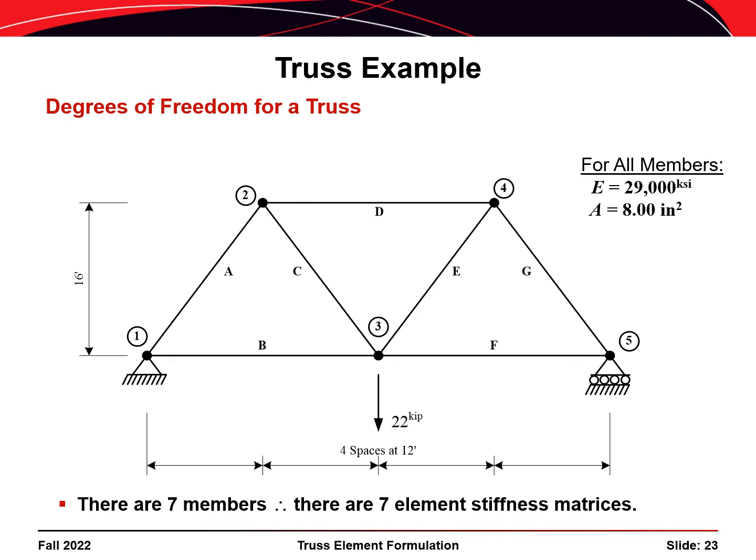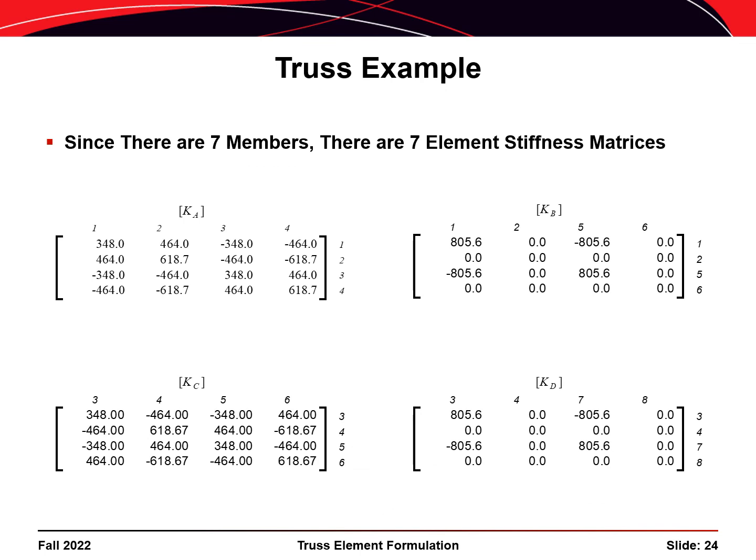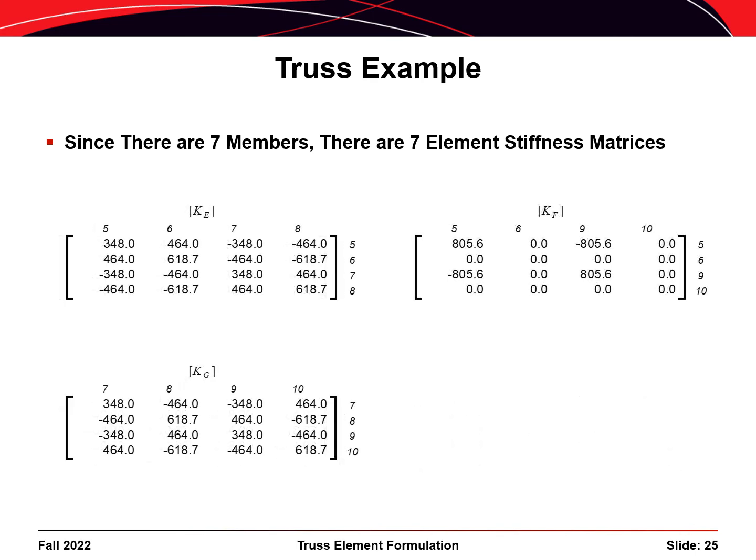So for our example truss with 7 members, there are 7 element stiffness matrices. Given that each member is made out of steel with E equal to 29,000 ksi and that each member has an area of 8 inches squared, we can determine the stiffness coefficients in each of the 7 element stiffness matrices. The stiffness matrices for members A, B, C, and D are shown here on this slide, and the stiffness matrices for elements E, F, and G are shown on this slide.